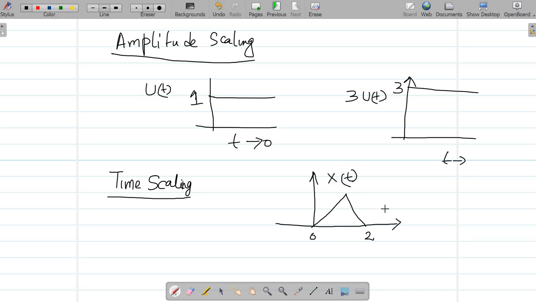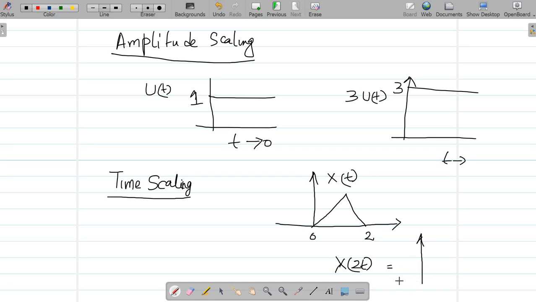So time is now being scaled. We want to do a time scale. Let us say we want to derive a signal x of 2t, that is the time is actually multiplied by 2. We are trying to scale the time. Now we want to derive this signal. How is it going to be?